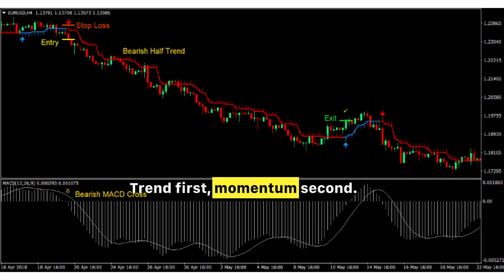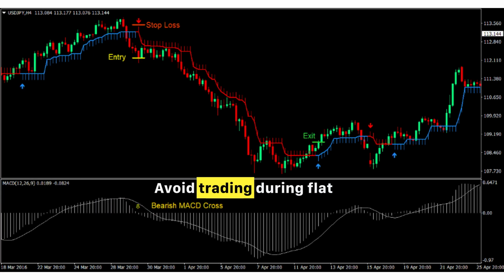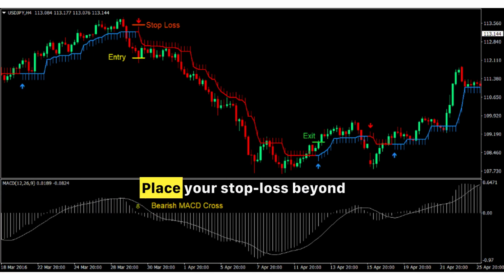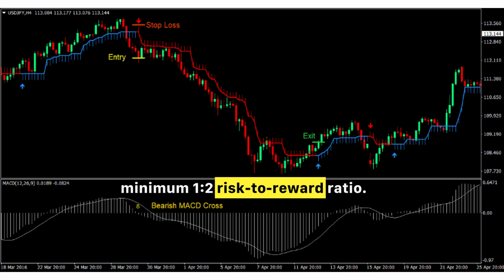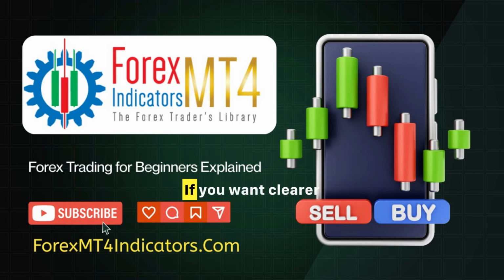Trend first, momentum second. Avoid trading during flat markets. Place your stop loss beyond the half-trend line and aim for a minimum 1-to-2 risk-to-reward ratio. If you want clearer MACD trades with fewer false signals, this strategy delivers.